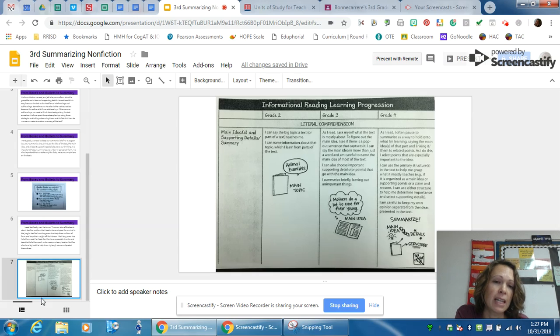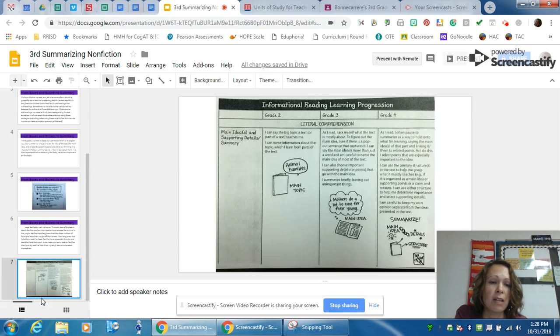Now, your job today is to write a nonfiction summary based on either the boxes and bullets that you did with your partner, with your group on Tuesday, or the boxes and bullets that you did by yourself on Wednesday. It is your choice. If you would like to push yourself further, go ahead.